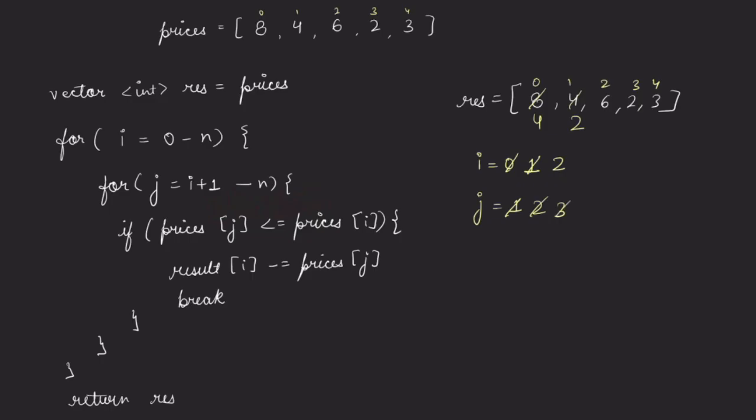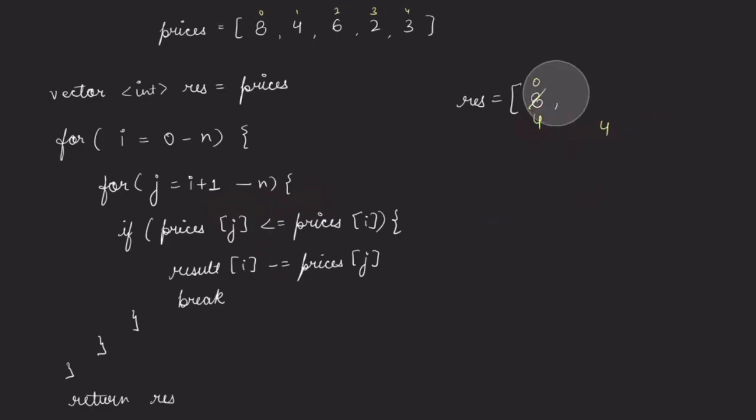And now i will become 2 and j will start from 3 only. Now again, 2 less than or equal to 6? Yes, it is. So we will subtract 2 from here. It will become 4 and we will break out of the loop. i will be 3 now, j will start from 4. Then 3 less than or equal to 2? No, so j will become 5 and we will stop here because we have crossed n. Now i will become 4, j will start from 5, but 5 is out of the range, so we won't go further. And now i will also become 5. Now i is also out of the range, so we will stop here and our final array will be 4, 2, 4, 2, 3.